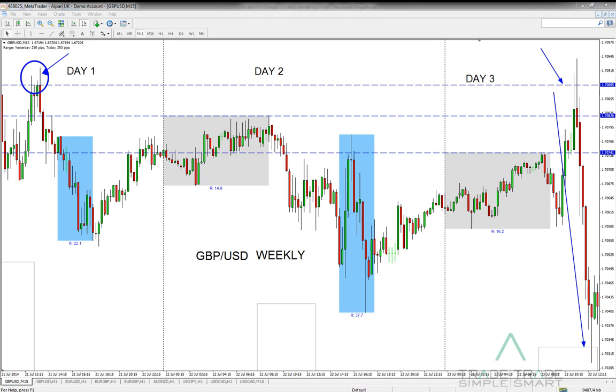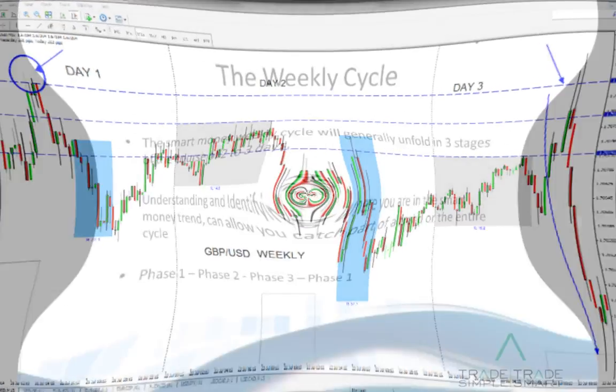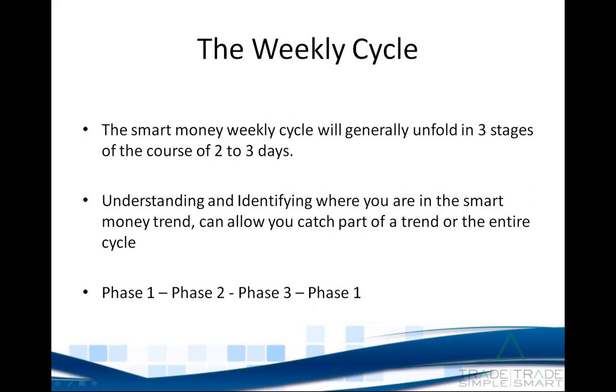So this highlights just how important it is to be able to interpret and understand the smart money cycle. By understanding where we are within the weekly cycle, it will allow us to trade in line with the smart money trend. So we know the smart money weekly cycle will generally unfold in 3 stages over the course of 2 to 3 days, and that by understanding and identifying where you are in the smart money trend, this can allow you to catch part of a trend or the entire cycle.